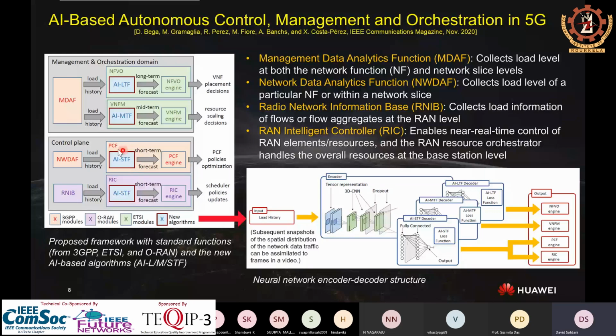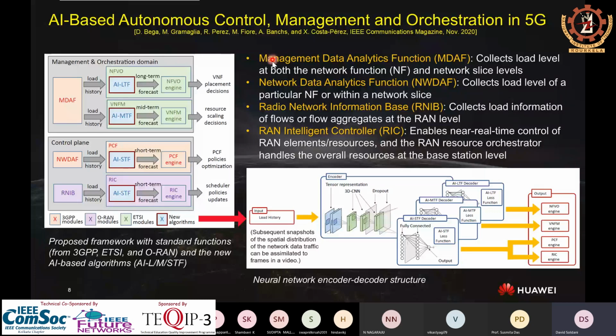Similarly, they have defined functions for the management and orchestration domain. In this case, they receive service from another function defined in 3GPP, which is called the management data analytics function. It has been there already. It's not coming with the artificial intelligence. It is a function that has to be there, because that's the function that collects low-level data at both network function and network slice level. So it's already well defined in 3GPP.